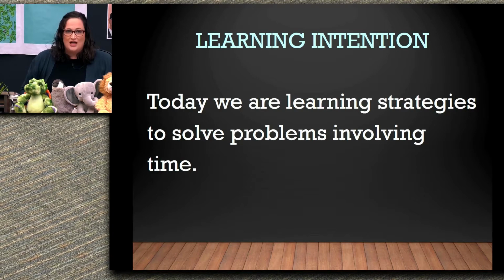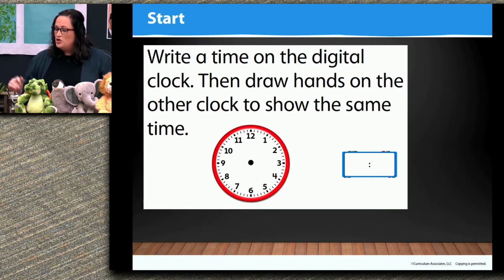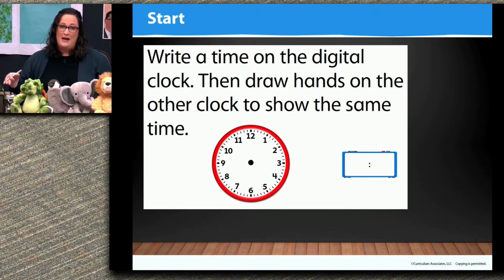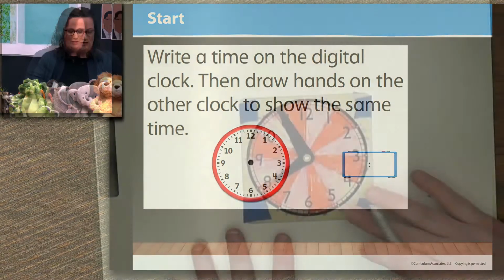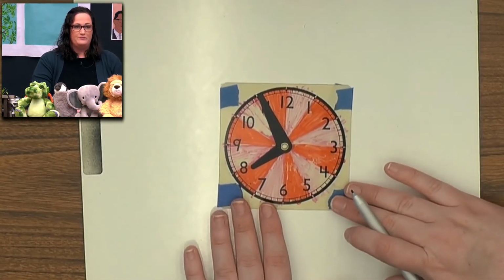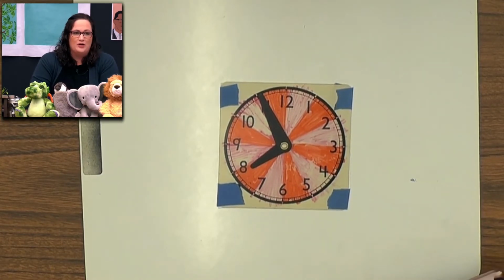So let's get going. Now it says to write the time on the digital clock and then draw it, but a lot of you don't have clocks to draw on at home. So I'm going to show you a time on my analog clock and I want you to write the digital time on your whiteboard, okay? I'm going to give you a time and then I want you to write this time on your whiteboard. Here we go. Write that time on your whiteboard. What time is it?